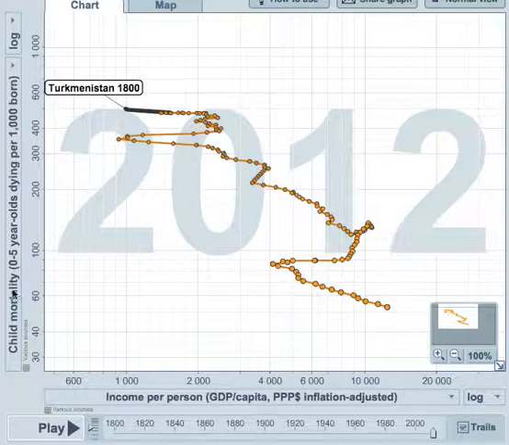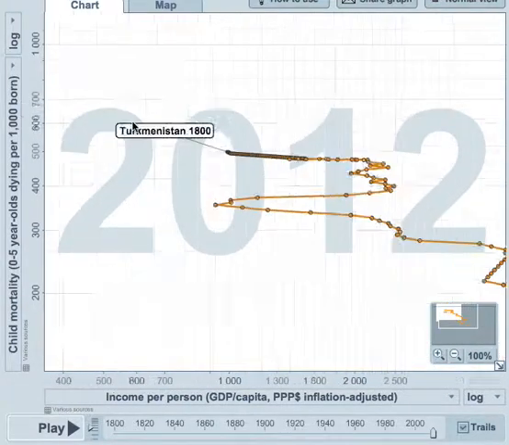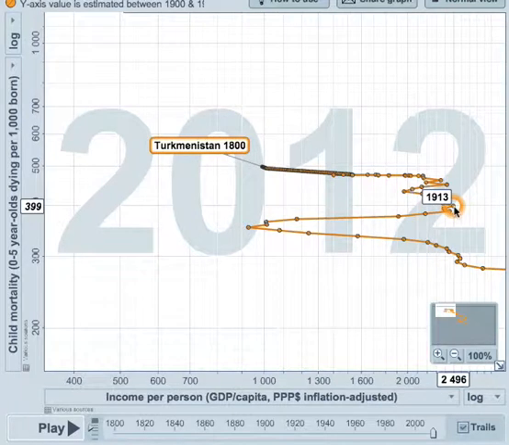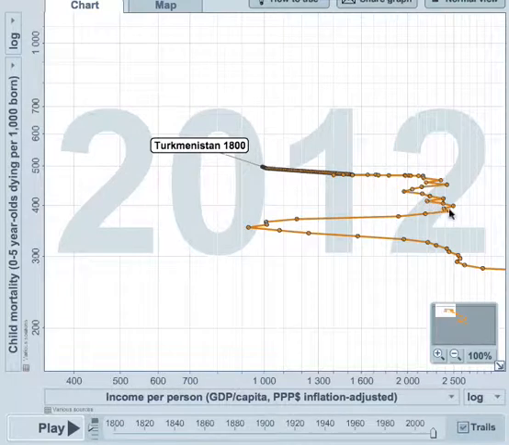The first graph shows the development of these two indicators in Turkmenistan from 1800 to 2012. From 1800 until 1916, there was generally an increase in the income with small fluctuations. From 1917 till 1918, there was a substantial decrease in the GDP.